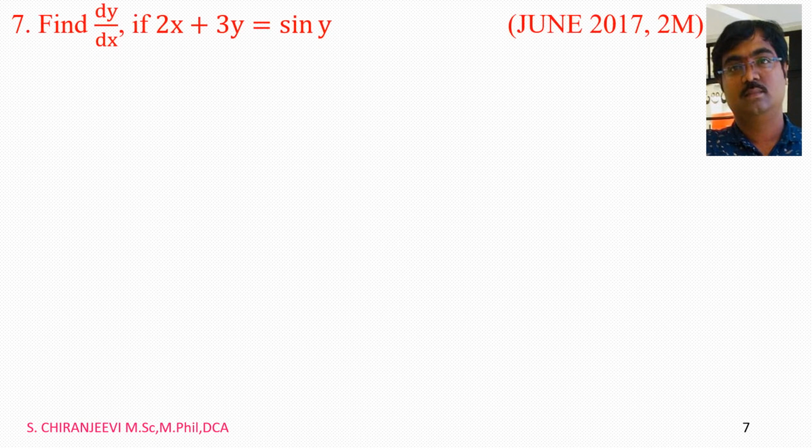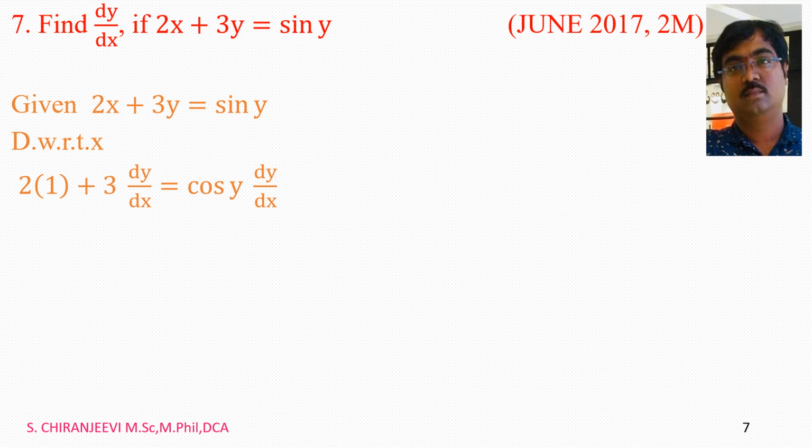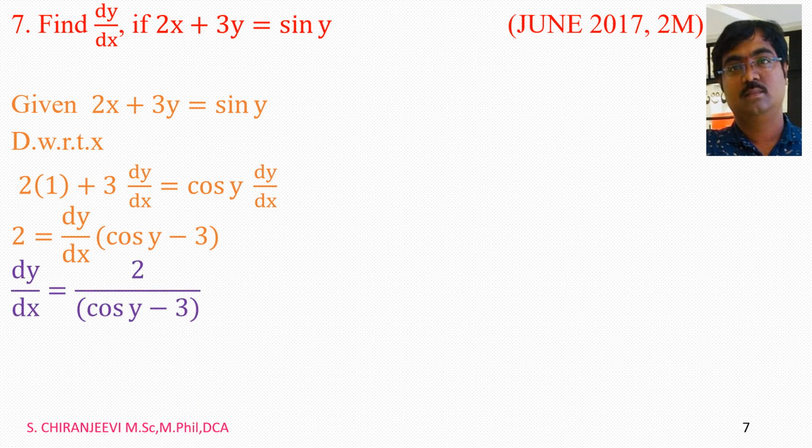Now the next problem, find dy by dx if 2x plus 3y equal to sin y, which is asked in the year June 2017 for 2 marks. Given 2x plus 3y equal to sin y, differentiating with respect to x, 2 into differentiation of x is 1 plus 3 into differentiation of y is dy by dx equal to differentiation of sin y is cos y into dy by dx. Now taking dy by dx on one side, it will be 2 equal to dy by dx into cos y minus 3. Now the final answer is dy by dx equal to 2 divided by cos y minus 3.